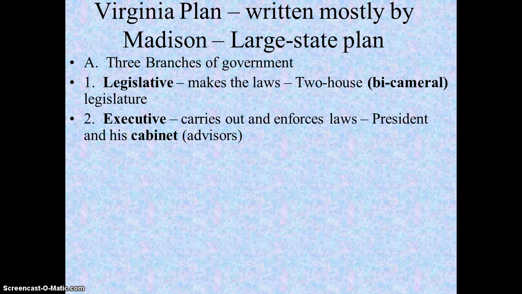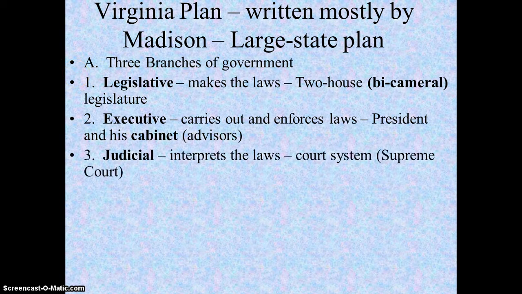It would be an executive branch. They would carry out the laws and enforce the laws. We'd have a president, and his or her cabinet would be the advisors. The third one is the judicial branch. They would interpret the laws, the court system. The highest one is the Supreme Court.